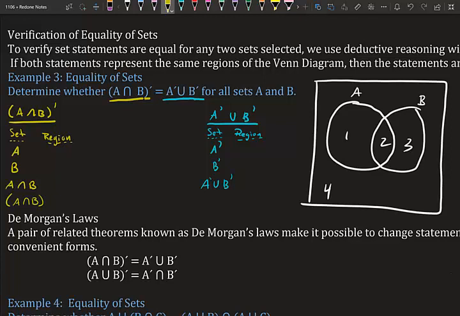So looking at our gold, A is in region 1 and region 2. B is region 2 and region 3. Now we want to do the intersection of that. So where do they meet? They meet in region 2.